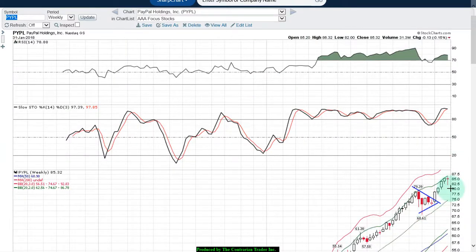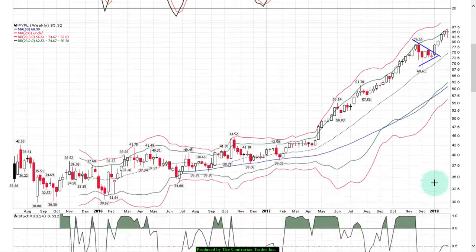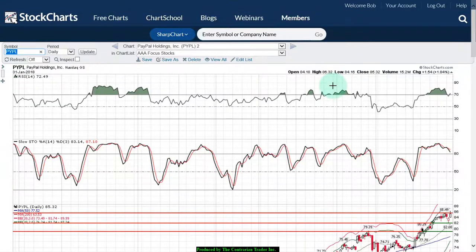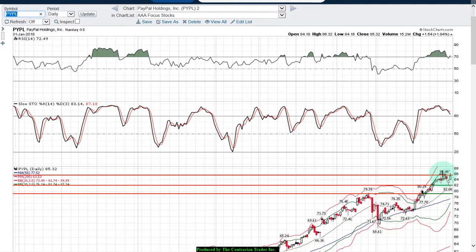PayPal, weekly chart. I like PayPal. The weekly chart's setting up really nicely. The trend is obviously higher. Daily chart, we're trying to break out above resistance. I wouldn't buy it until we close above 85.49.